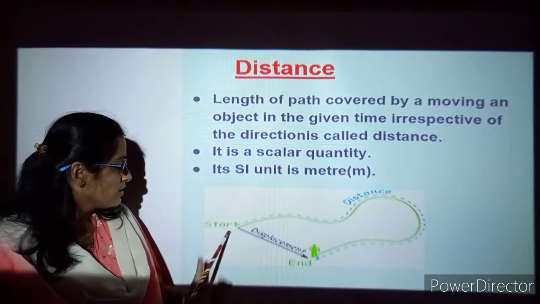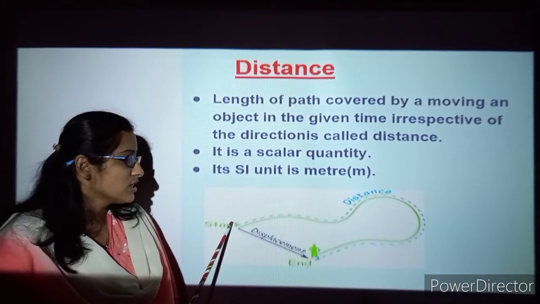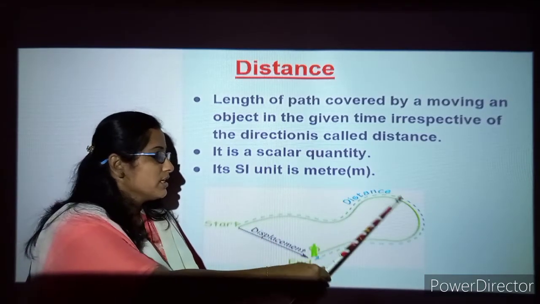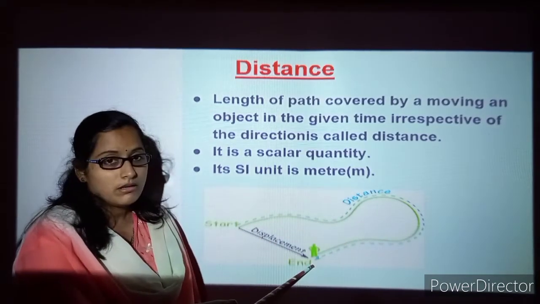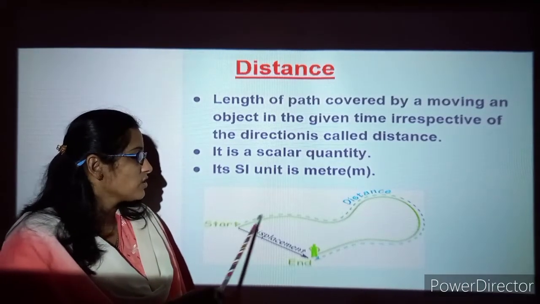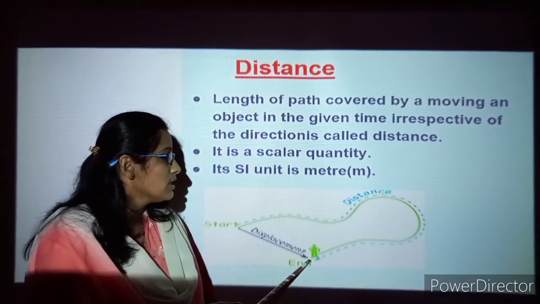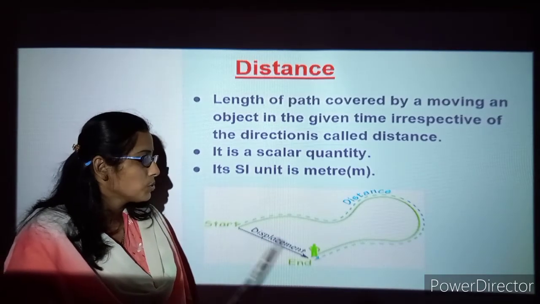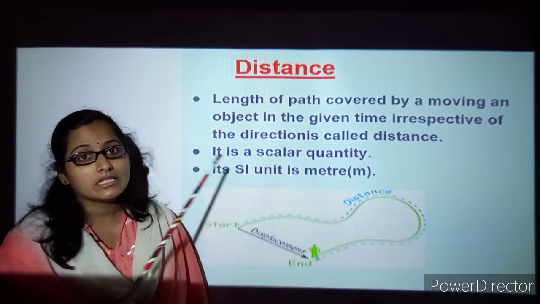So here is an example. This is the start point. The movement of an object has taken place to the end. So you can see how much the person has traveled, and the movement of the person from start to end is known as the distance.